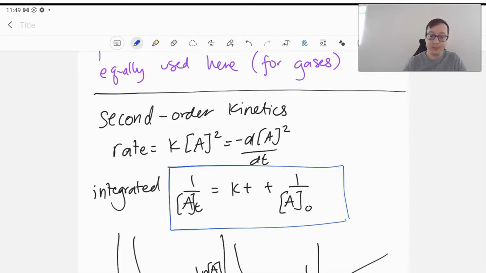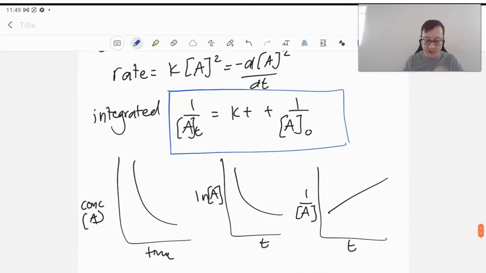Graphically speaking, if we were to graph concentration versus time, natural log of concentration versus time, and then inverse concentration over time, we're going to see that we end up with exponential functions for the first two, but a linear graph for our 1 over, our inverse. That tells us this follows second order kinetics. You'll see this pattern of graphs if your particular reactant is second order.